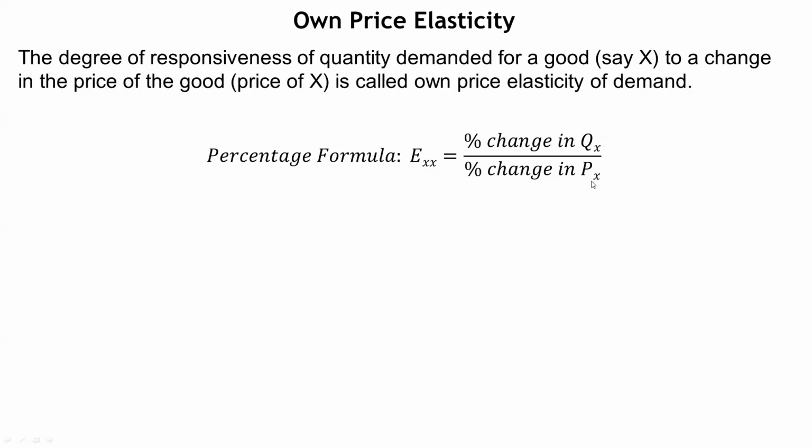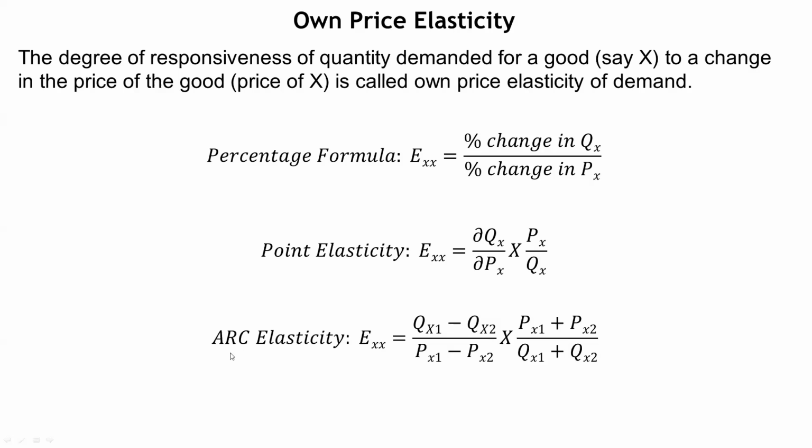Another way to measure own price elasticity is point elasticity, in which we first differentiate quantity demanded for X, Qx, with respect to the price of X, Px, and then multiply it by the ratio between price of X and quantity demanded for X. Here Qx indicates the demand equation of good X. We use point elasticity when there is a single price of X given. On the other hand, when there are two prices of X given, we use arc elasticity formula.